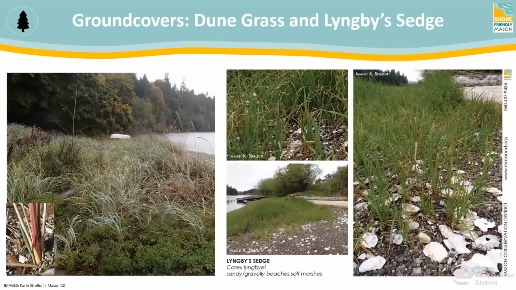And here's some lower growing things. Dune grass is great on just about any shoreline and sends out rhizomes to really form a tight network to hold those upper beach sediments in place. And then Lyngbye's sedge is a great choice if you've got a seep or a stream that's coming out onto your beach. It likes a little bit of fresh water, and it does really well here too for kind of providing a place for accretion to occur.